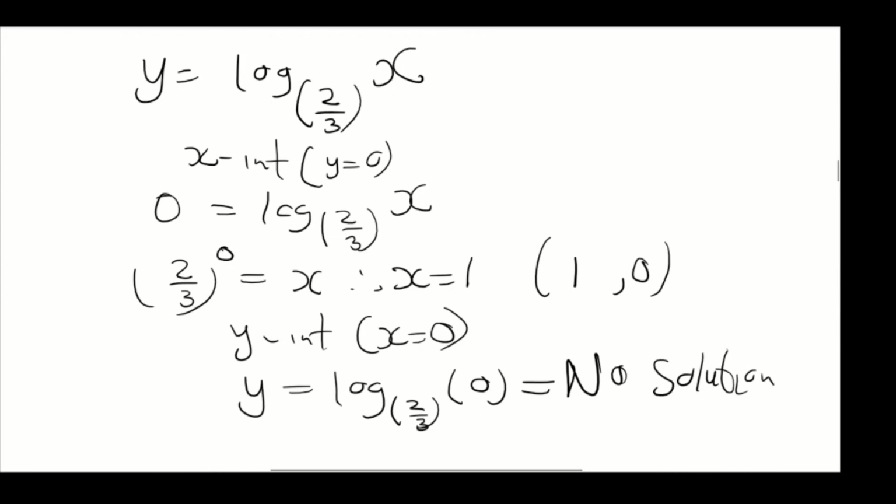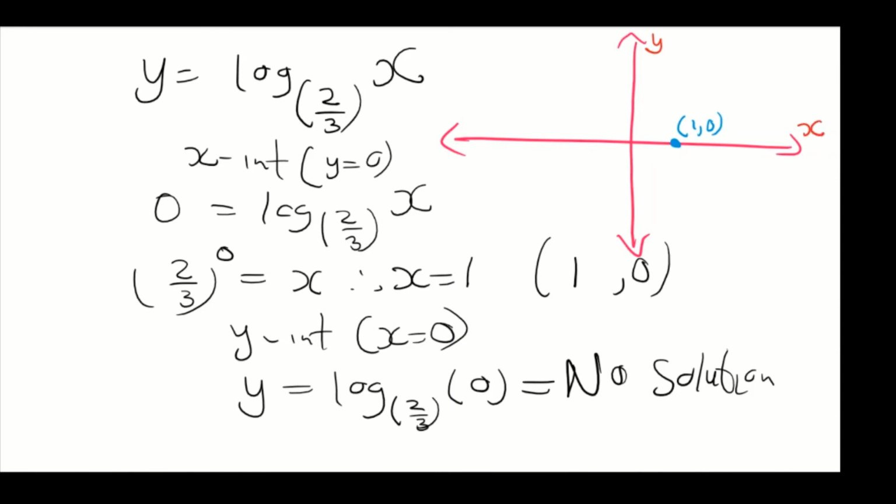So to draw this function here, let's say we draw it here at the corner, it's going to look like this. You're having our x-intercept being (1, 0), which is somewhere here. So if we label, this is going to be your y-axis. This is going to be your x-axis.